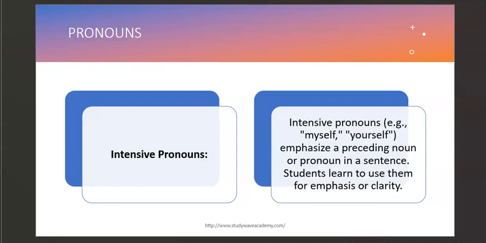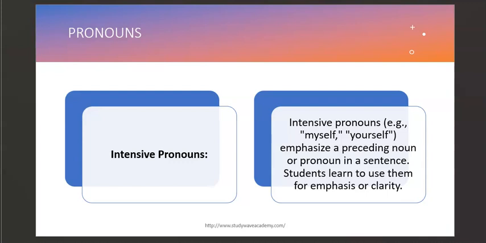Then the next example, we have intensive pronouns. Now with the intensive pronouns, we have examples like myself, yourself, and these pronouns emphasize the preceding noun, or the noun in the sentence. So it's more of emphasizing something. For example, I cooked this meal myself, or you wrote the whole book yourself. You notice that I'm emphasizing the noun doing the specific action by itself. So these are called intensive pronouns.